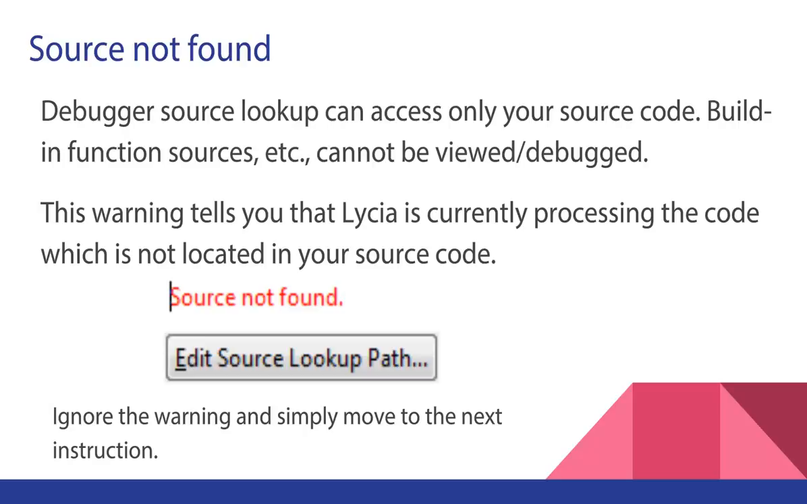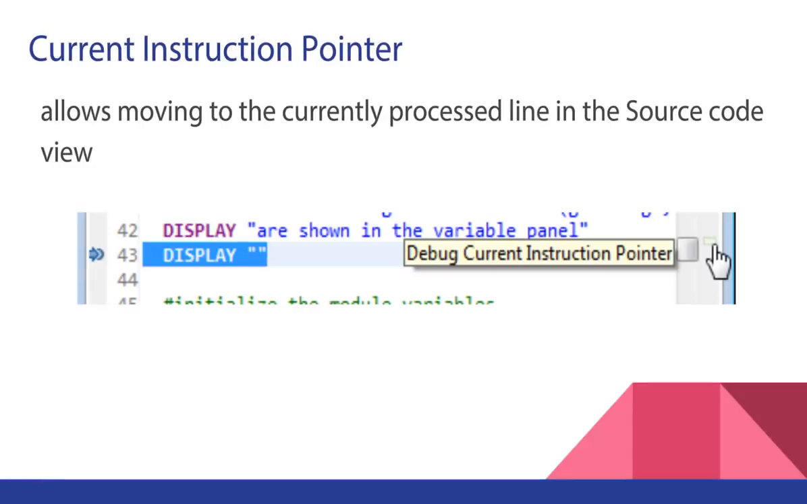When debugging, you can get a warning that a source is not found. This message means that the debugger has encountered an empty line or processes something which is not your source code, like a built-in function. You can move to and select the piece of code with the breakpoint by clicking the small green box at its right margin.